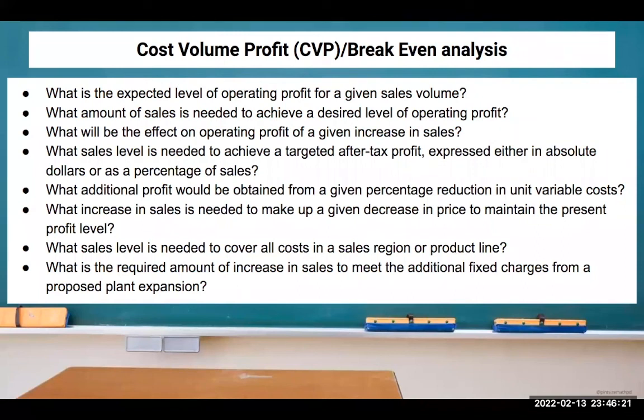So the last thing I'm going to do is I'm going to post the example of the schedule of cost of goods manufactured, and that will be in a different video.